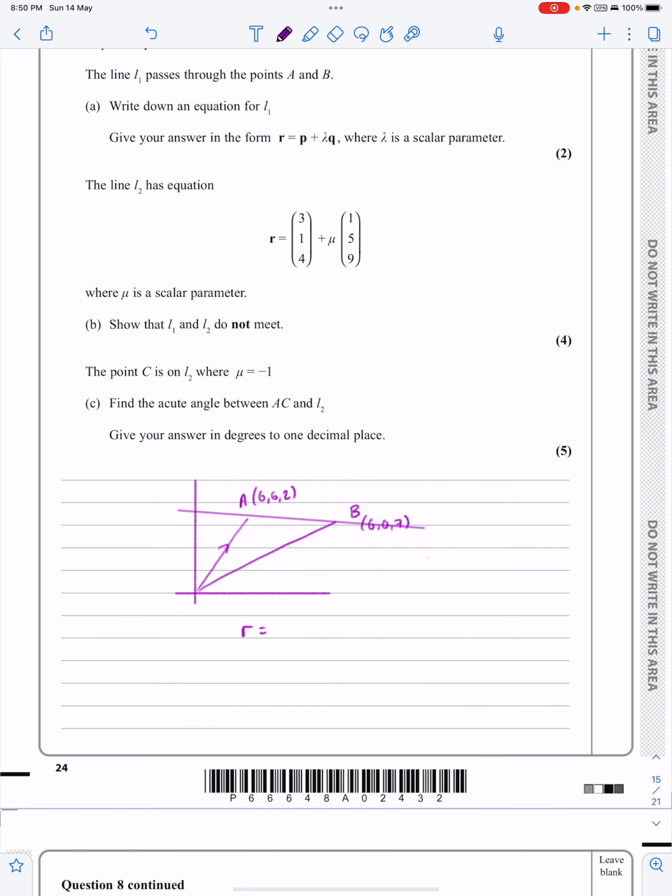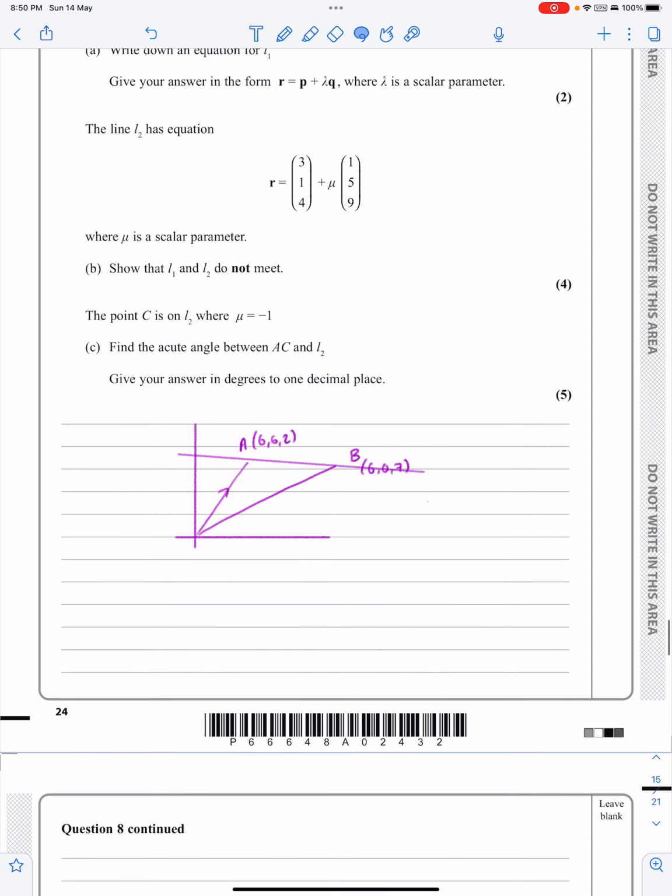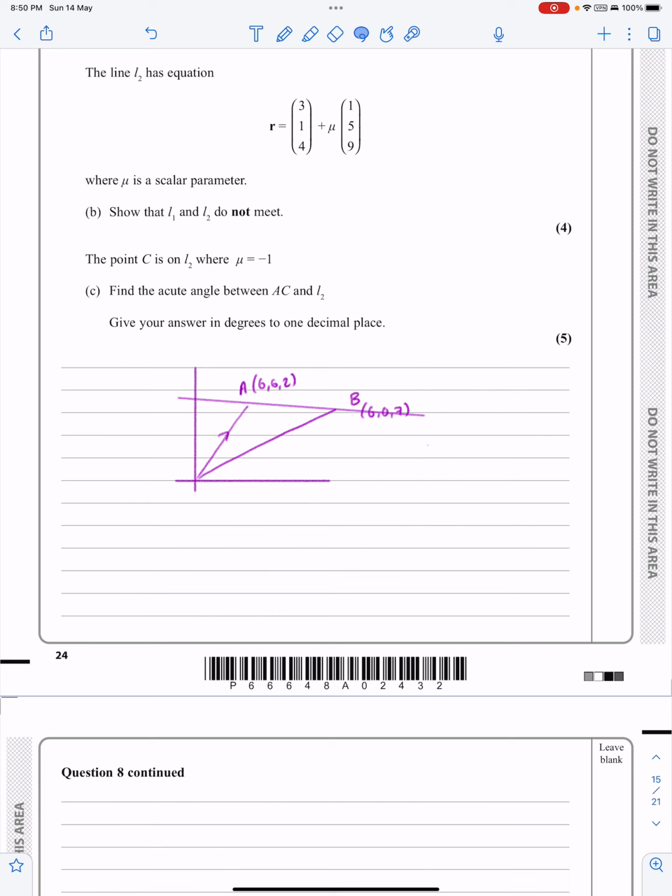When I've got r equals p plus lambda q, p gets us onto the line, and then q is the direction of the line. So in this case, r is going to be either vector OA plus lambda lots of AB, or r equals OB plus lambda lots of AB. So what I need to do first of all is work out what AB is, and once I've got that, I can use either of those. A quick sketch is always a really good idea with some of these vector questions, just to work out what we've got going on.